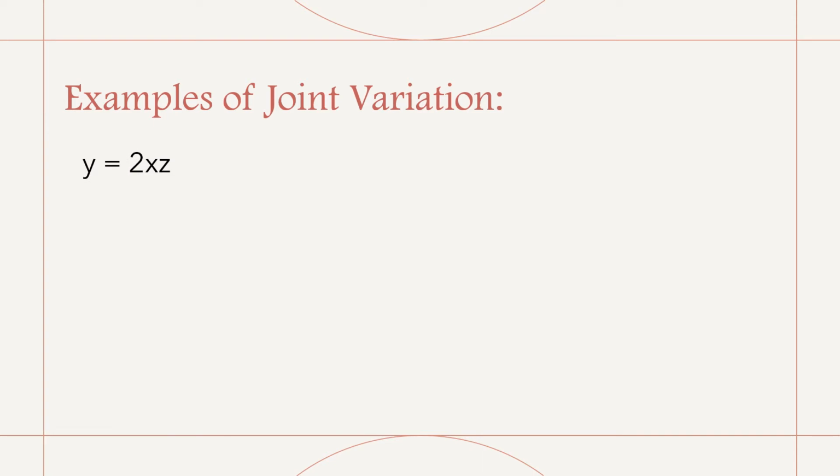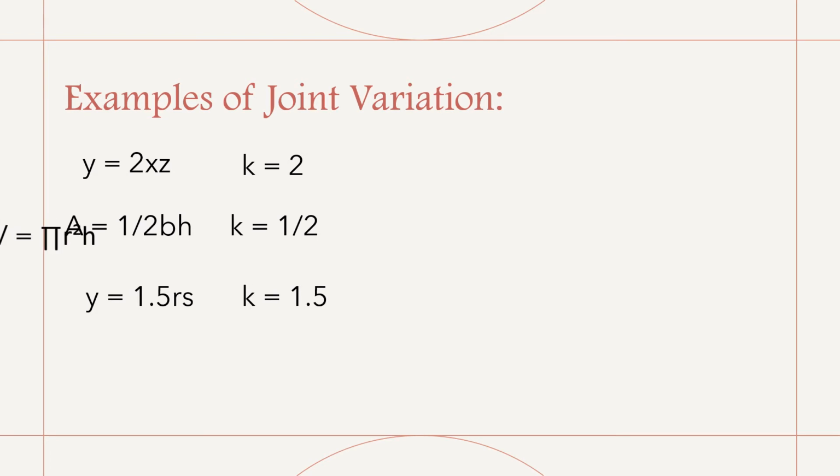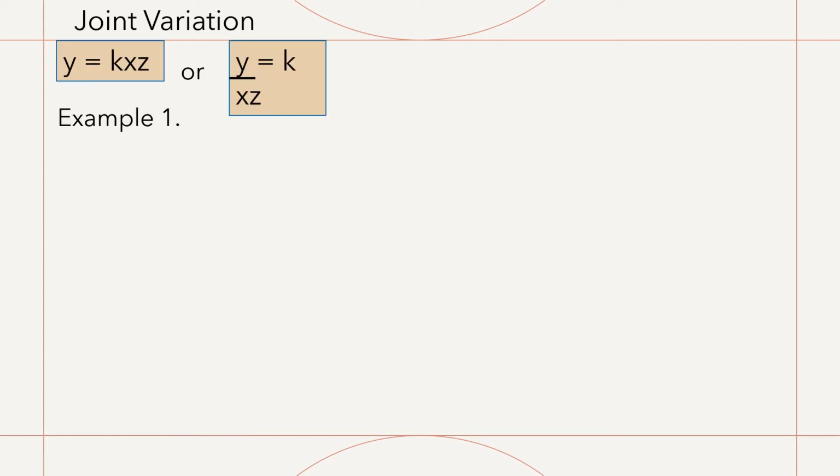So here are other examples of equations that show joint variation. Y is equal to 2 times x times z, k is 2. We have A is equal to 1/2 b times h, and the value of k is 1/2. And y is equal to 1.5 times r times s, and k is 1.5. And V is equal to pi r squared h, where k is equal to pi, and the value of pi is 3.1416.